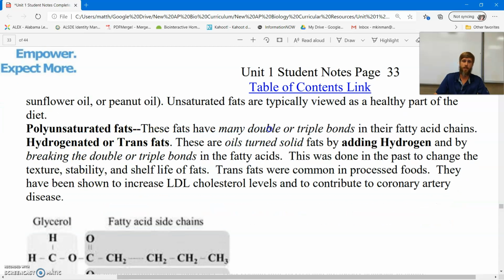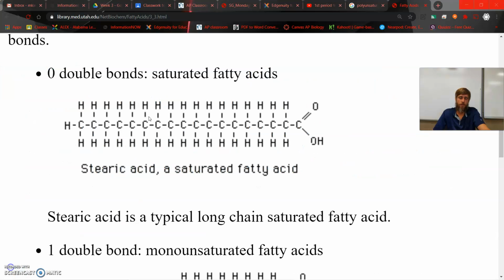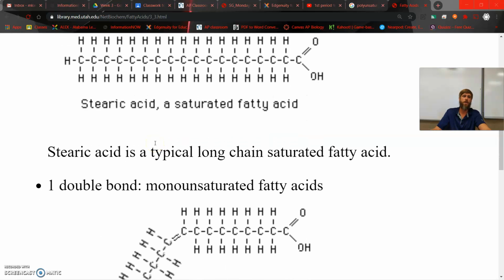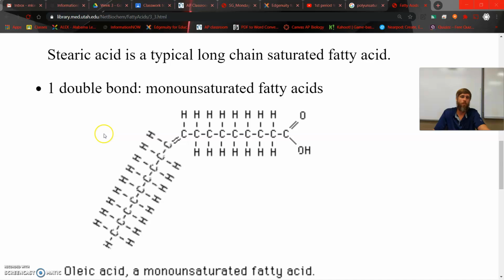These fats have many double or triple bonds in their fatty acid chains. So rather than taking the time to draw polyunsaturated fats, we can just simply Google it. Here we have 0 double bonds, and we have a saturated fatty acid. Every carbon has the correct number of bonds, hydrogen bonds, and is fully saturated with hydrogens. Here we have 1 double bond. So we have a monounsaturated fatty acid.